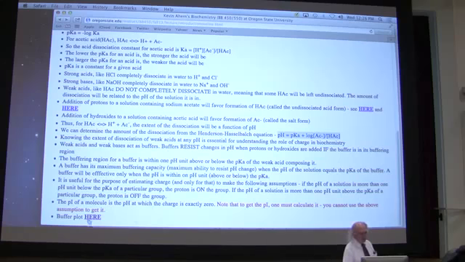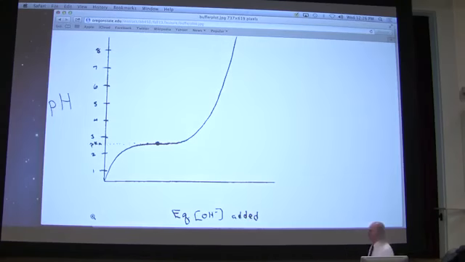Now, let's go back and look at our buffer plot. You notice I had marked that little thing right there, and I said that's the pKa. If I showed you that plot and I said, what is this point? It's the pKa. What would you tell me about that buffer solution? Well, I hope you would tell me that salt equals acid. Right? At this point, the concentration of salt and acid are equal.